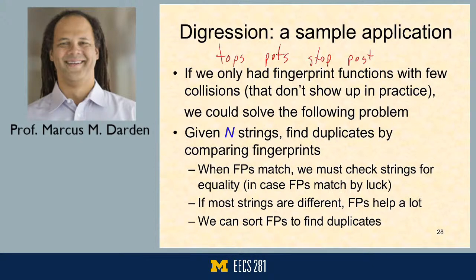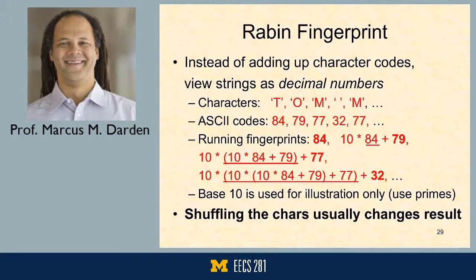These fingerprints can really help a lot. You can use this to find duplicates and all kinds of good stuff. So this is what the Rabin fingerprint looks like. Rabin is named after the computer scientist who came up with this, right?